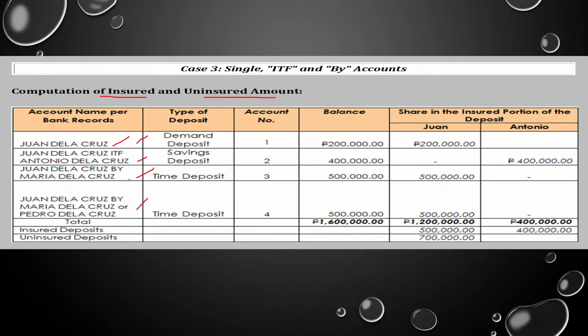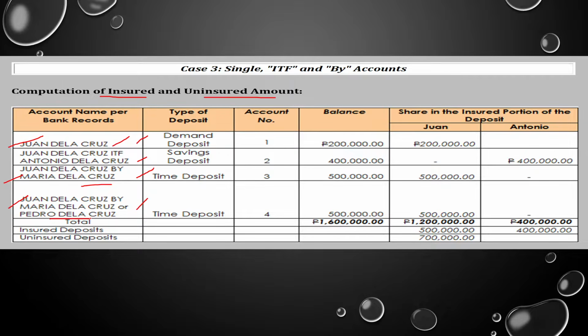So, Juan de la Cruz by Maria de la Cruz, and yung account number for na Juan de la Cruz by Maria de la Cruz or Pedro de la Cruz are also owned by Juan de la Cruz. So, the single account number 1 is under his name alone, and the other two are by accounts. So, ito yung mga buy accounts naman, yung Juan de la Cruz by Maria de la Cruz and Juan de la Cruz by Maria de la Cruz or Pedro de la Cruz, which are owned by him as the principal depositor or beneficial owner, while Maria de la Cruz here and Pedro de la Cruz acted as his agents only.